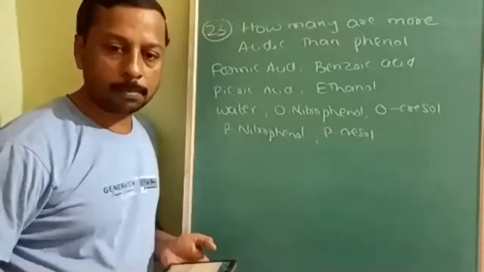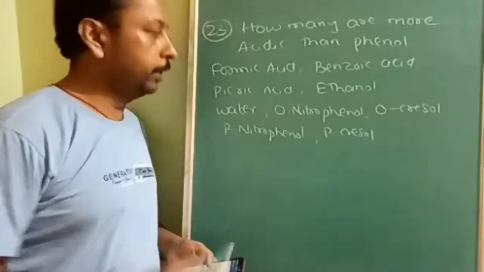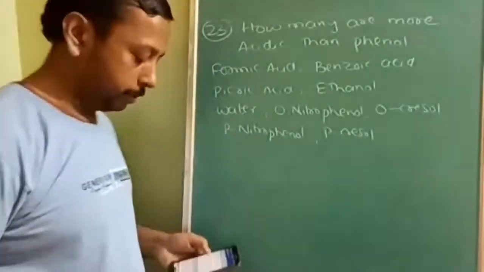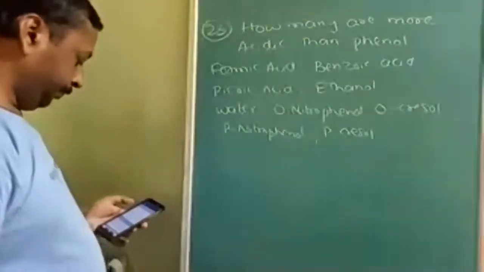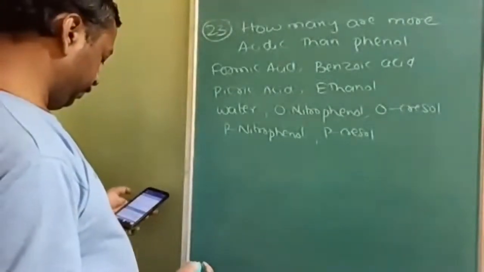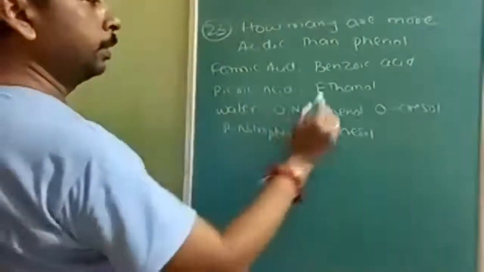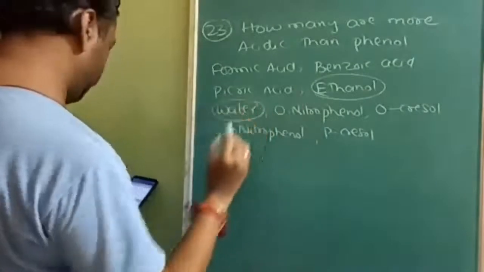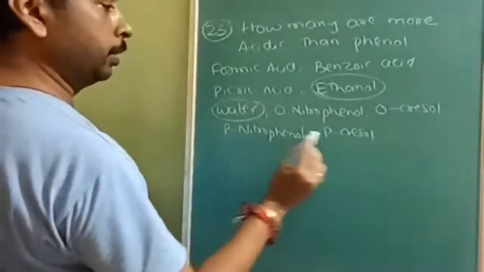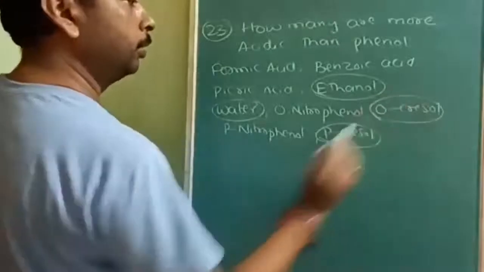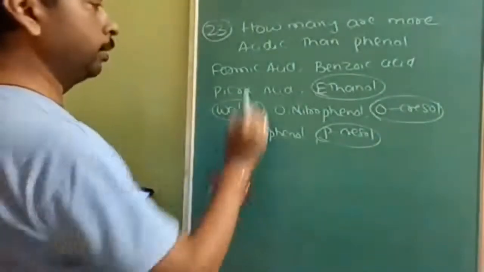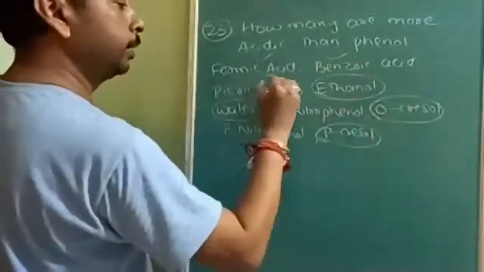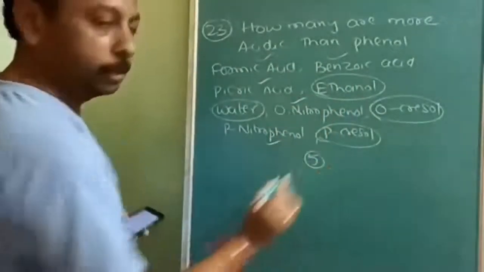Out of these compounds given, you have to identify how many of them are more acidic than phenol. See, ethanol is less acidic than phenol. Water is less acidic than phenol. Ortho and para cresol are also less acidic than phenol. 1, 2, 3, 4, 5. So these 5 are more acidic than phenol. So answer is 5.